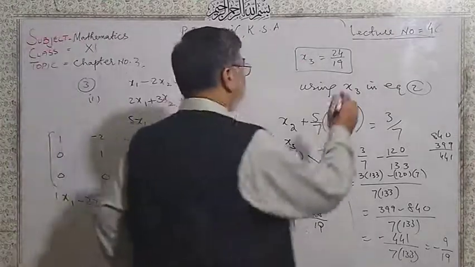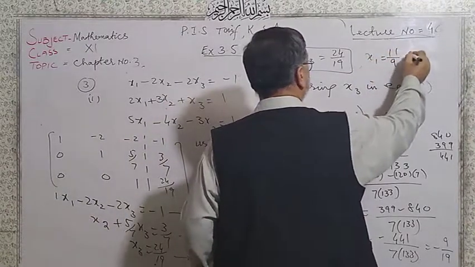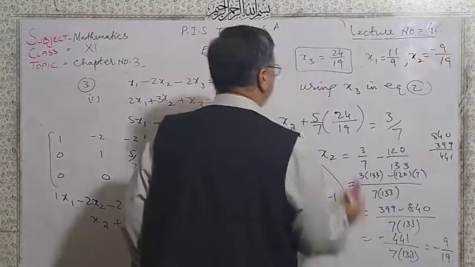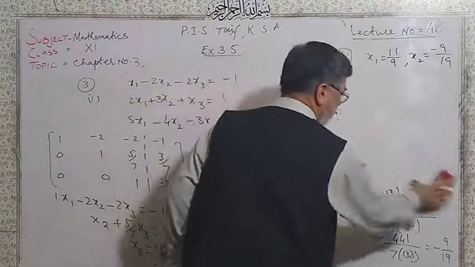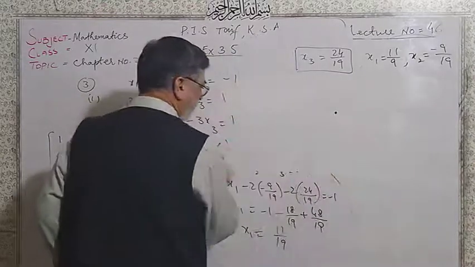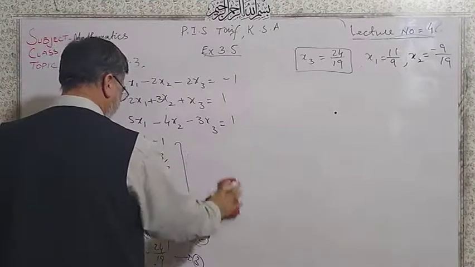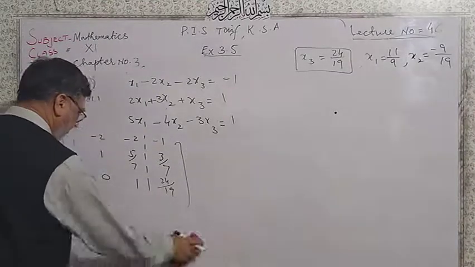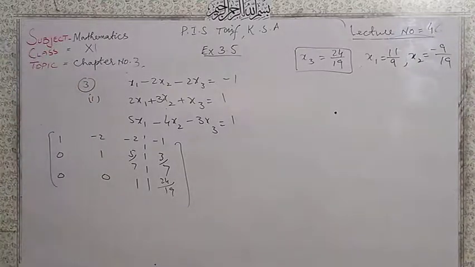So I am writing down the answers here. x1 is equal to 11 over 19, x2 is equal to minus 9 over 19. So actually these are our required answers. Last time I left this question for you, but I think that we can complete this by reduced echelon form also.